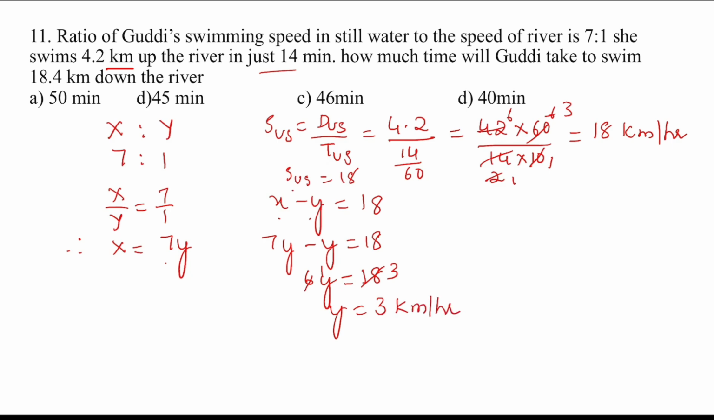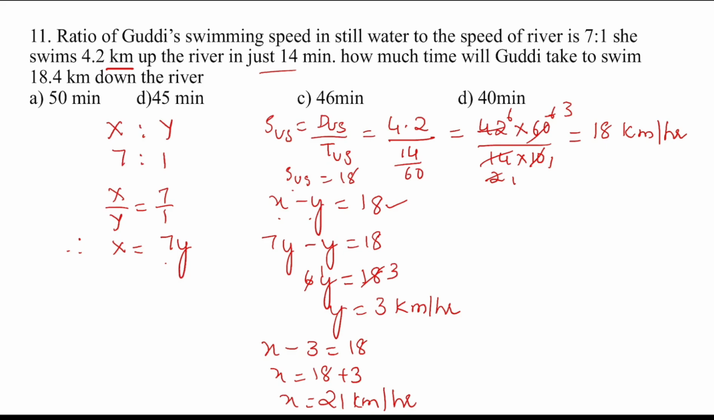So when we got y, we can find out x by substituting in the same equation. So x minus y, that is x minus 3, is equal to 18. So x is equal to 18 plus 3. So x is equal to 21 kilometers per hour. So we got the x value and the y value.